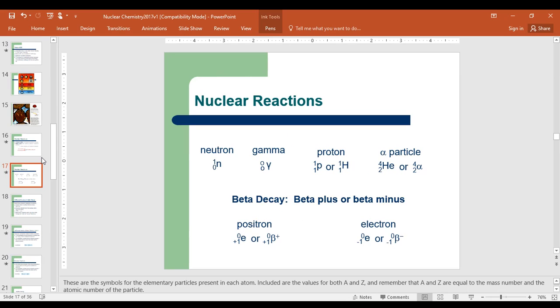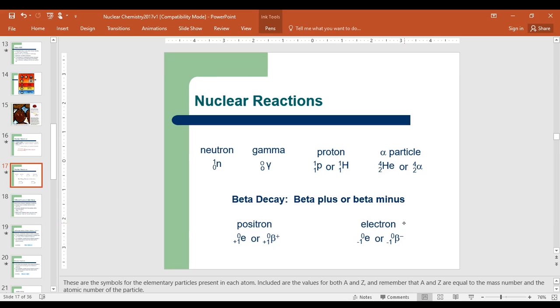The different types of radiation we've been talking about are here. So we have gamma, alpha, and beta. And we have some new ones. We have neutrons, protons. We also have something called positrons. So why don't you write these down? If you notice here, protons can be symbolized as a P with a 1 and a 1, or an H for hydrogen with a 1 and a 1. Alpha particle you can see symbolized either as a helium nucleus or as an alpha symbol.